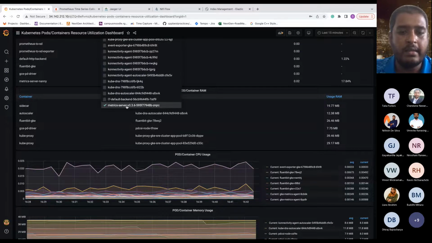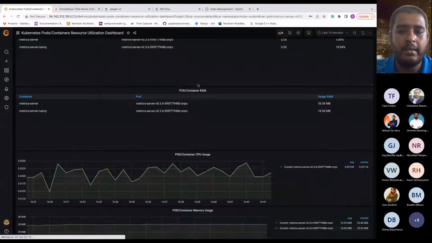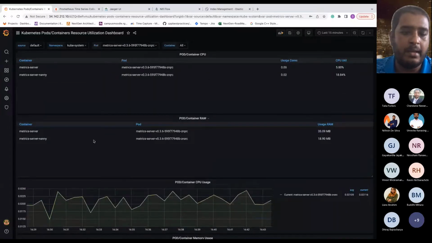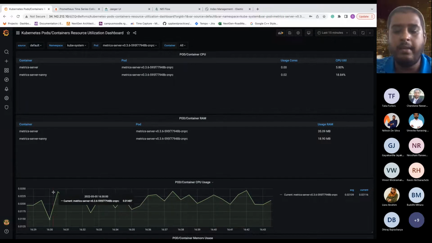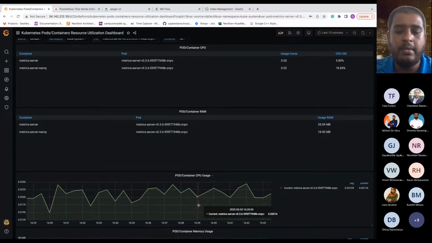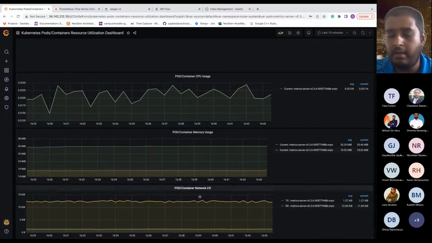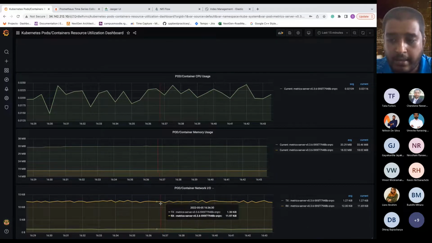So this is a metric server, right? You can just drill down. It was a little noisy before, but now you can just drill down. All these are coming from Grafana. We don't have to do anything, right? It's that easy now. You get a very good insight into what the CPU usage and the memory usage are, and how it has been interacting with the network, right?